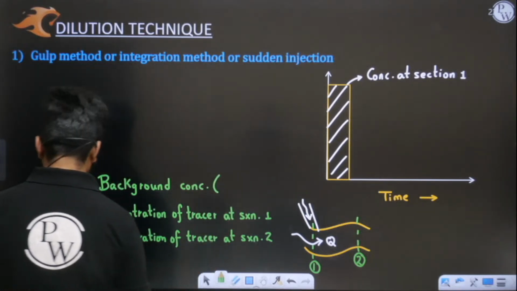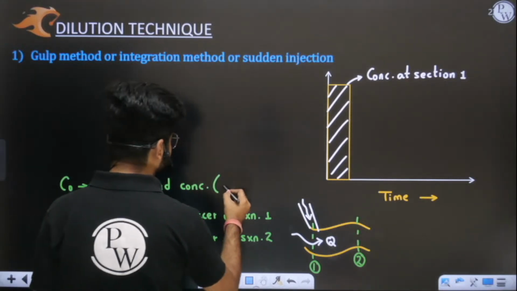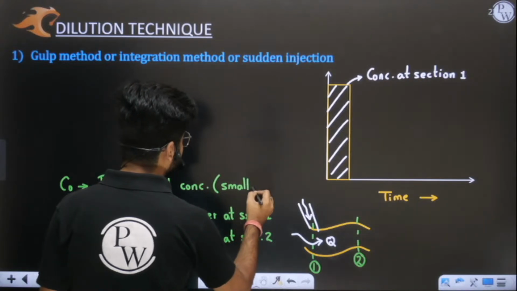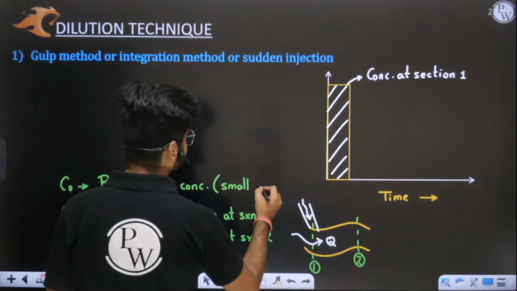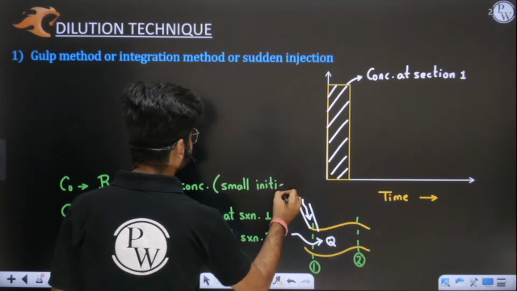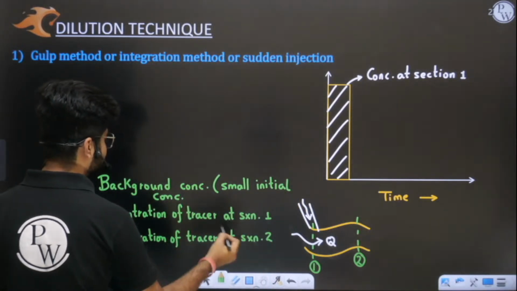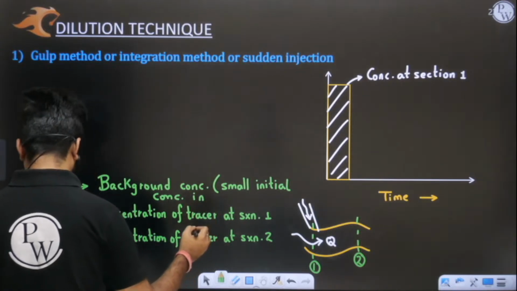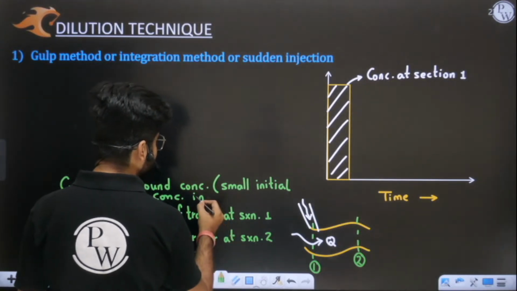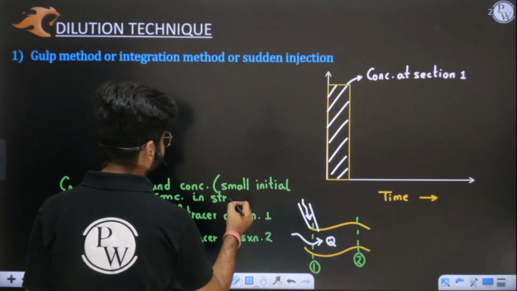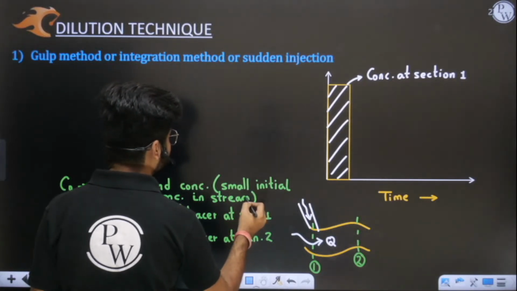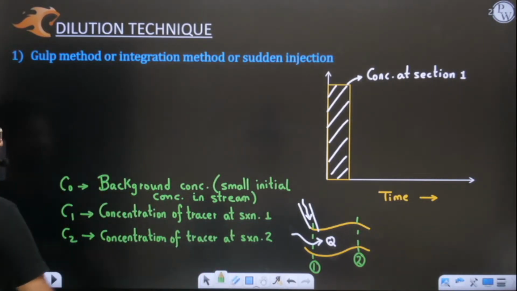Background concentration means a small initial concentration of the chemical or tracer that you are using in the stream. Generally you will see that the chemical which you are injecting is not found in a stream. Generally you will see that the concentration is 0.